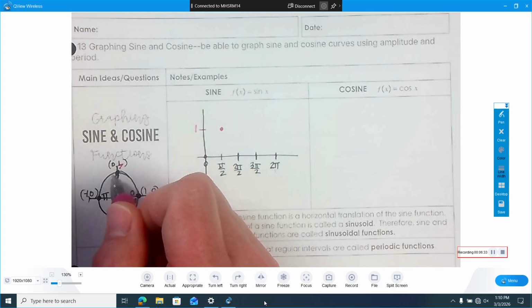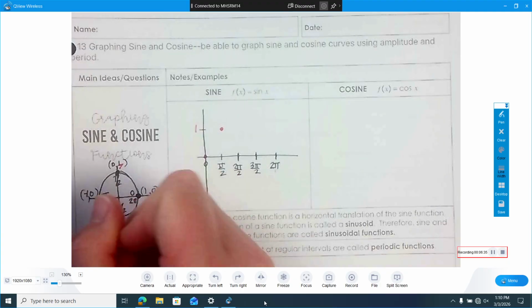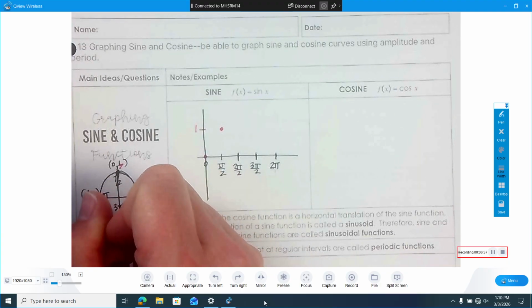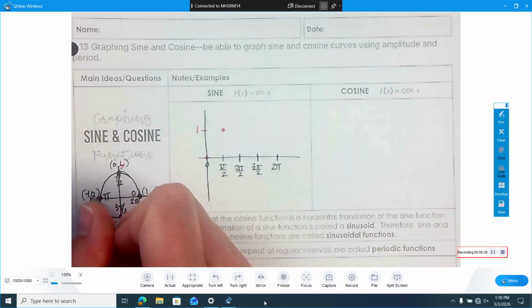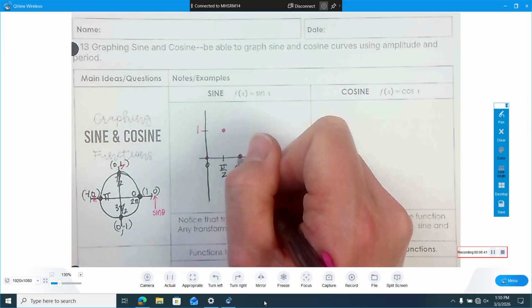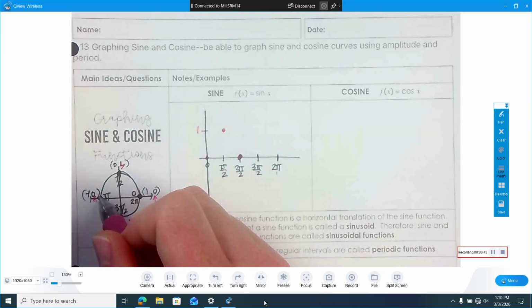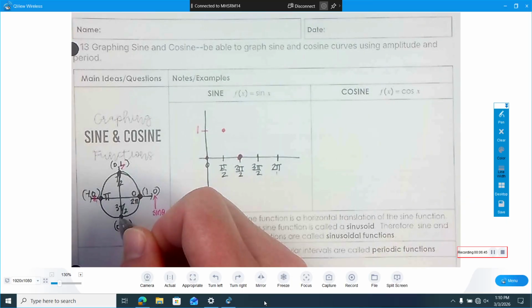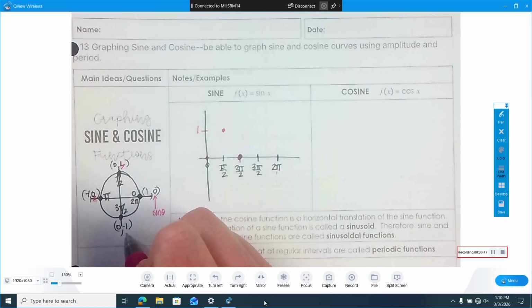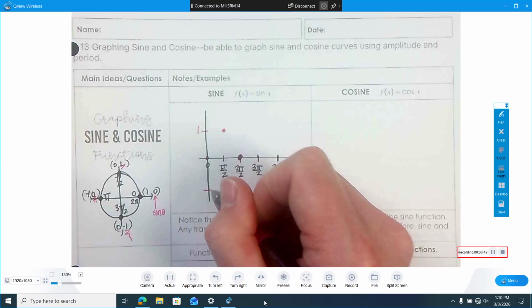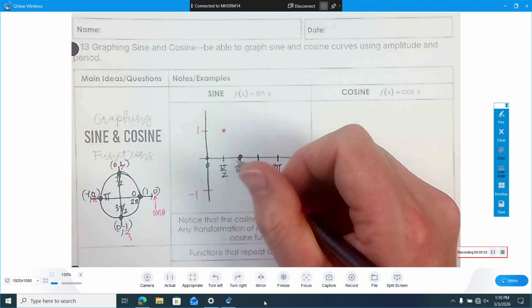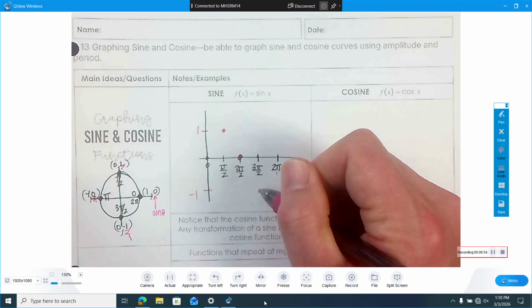And then as I'm traveling around my circle, I hit pi. What's our sine value? 0. Yeah, we're back to 0. And again, traveling around my unit circle, I'm at 3 pi over 2. What's the sine value? -1 now. So I need a -1 on my vertical axis. So at 3 pi over 2, we're at -1.